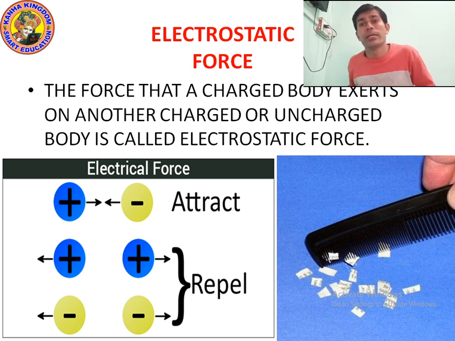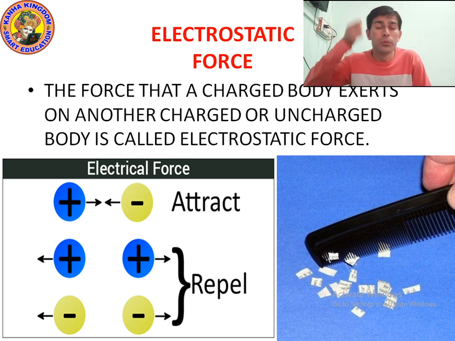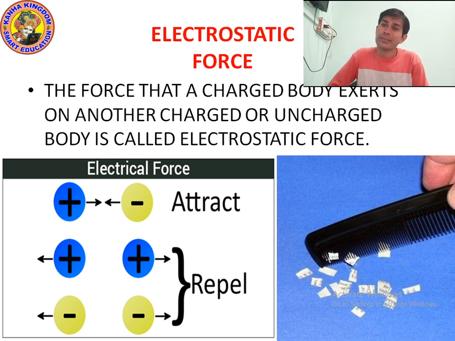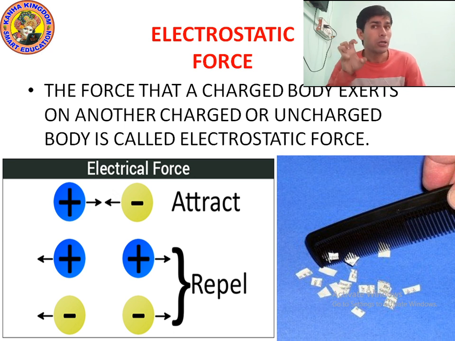As you can see in the picture, there is a comb. When you move the comb through your hair, it gets charge from your hair, and it also releases charge into the hair. When you bring the pieces of paper near the comb, the comb attracts them, because the comb has charge and the paper also has charge. Maybe both have different charge.